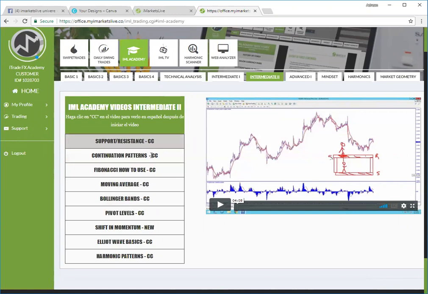You can use a combination of support and resistance with continuation patterns and Fibonacci. Some people use all three with the moving averages. Like me, I utilize all three with the moving averages. I do not use Bollinger Bands, so that video does not pertain to me. All right, and then of course I utilize the Elliott wave.